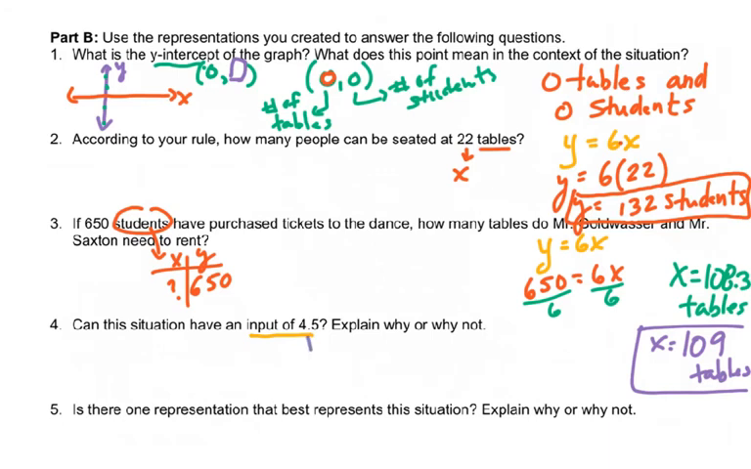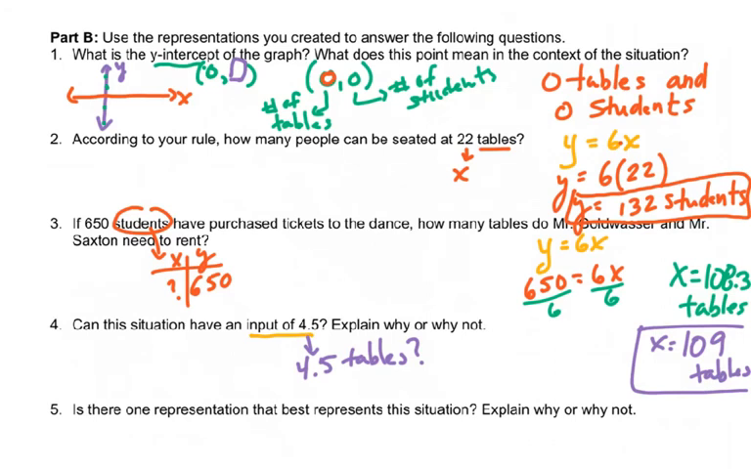Question 4, can we have an input of 4.5? That's the number of tables. So can we have 4.5 tables? We cannot just fold out half of a table. So we actually need whole number values here. We need 4 tables or 5 tables. And so the answer would be no, because we need a whole number of tables. We cannot have half tables.